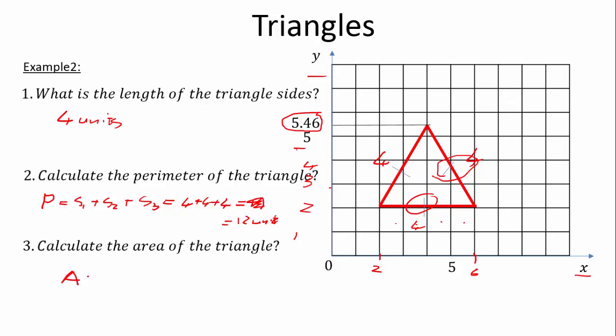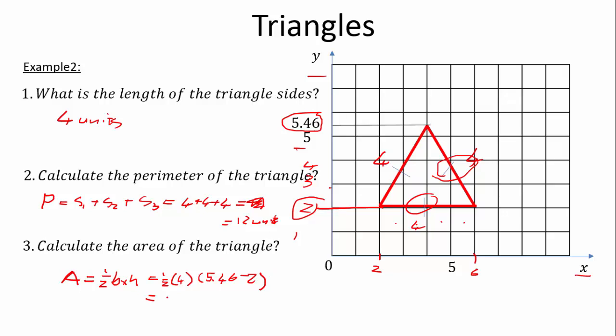So what is area? Area is equal to a half base times height. What is our base? Our base is 4. What is our height? So we can go a half base, which is 4, times our height, which is 5.46. Remember that this is 2 here, so it's 5.46 minus 2. 5.46 minus 2, this is the 2 over here, because it's over there.